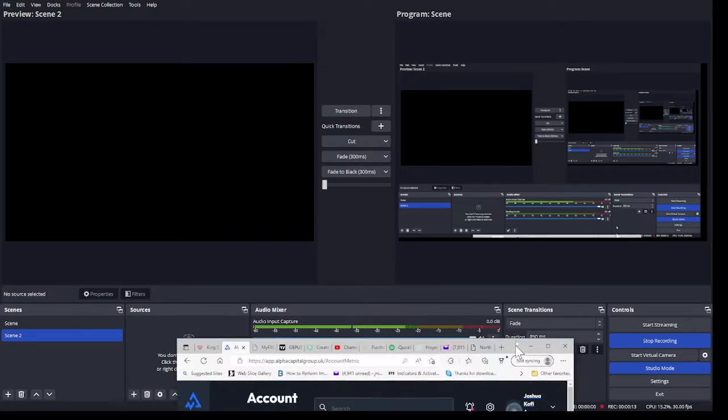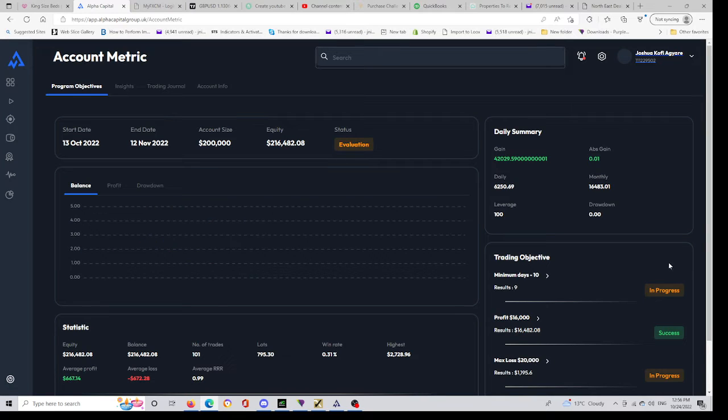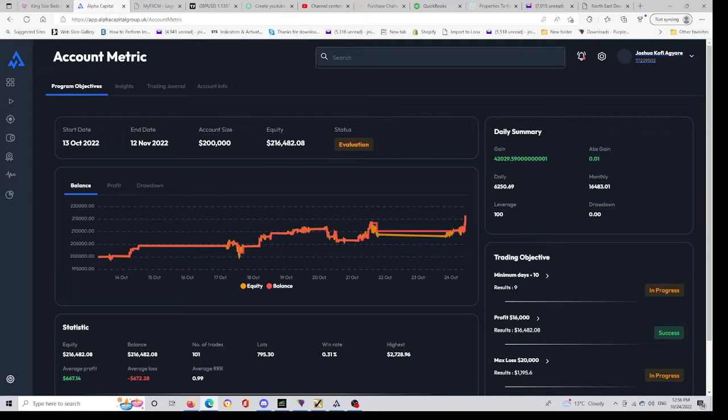Another one passed, and it's the same strategy. As you can see, this is the account Metrix. Profit target was 16,000 and 16,004. So this is success. Okay, and the highest profit was at $2,700. And then you can see success, which means I've passed.